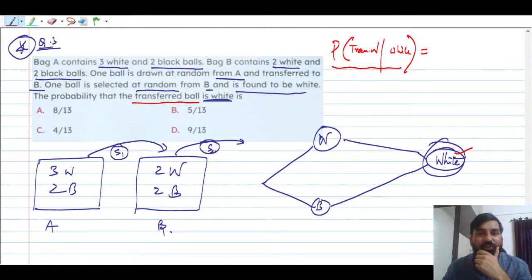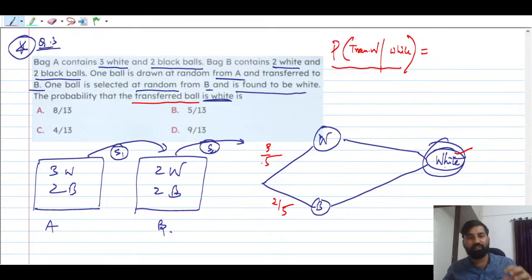So let me apply everything. Just find out the probabilities. What is the probability of drawing white from bag A? It will be nothing but 3 by 5, right? And the probability of black will be 2 by 5, because there are 2 black balls. These are the probabilities we have assigned.